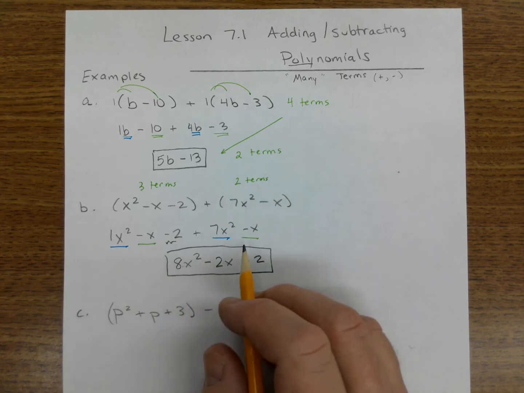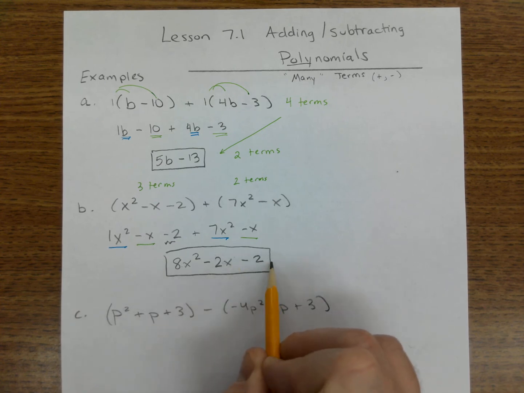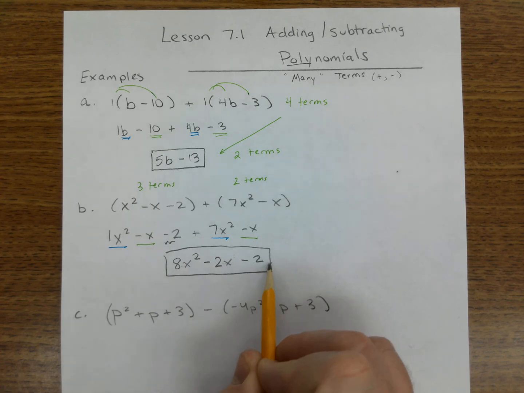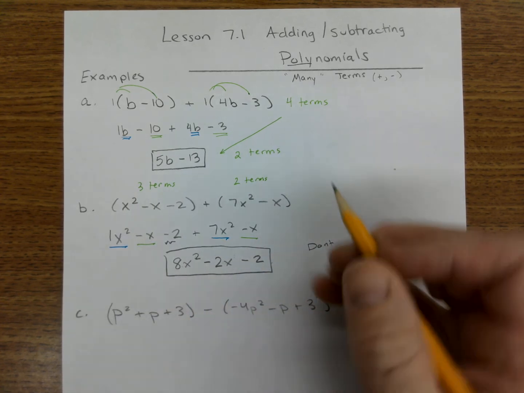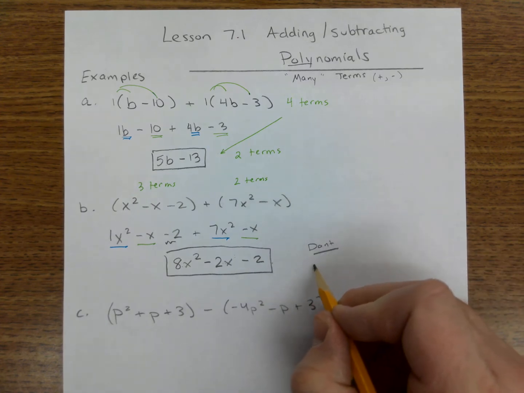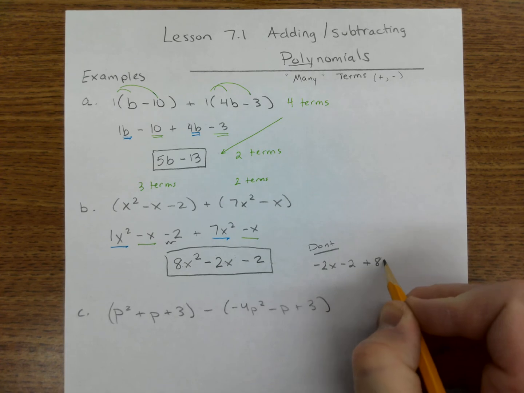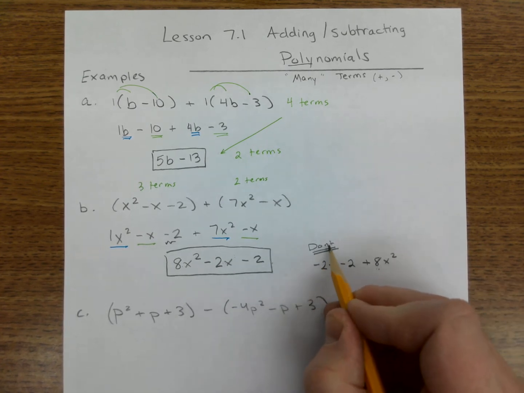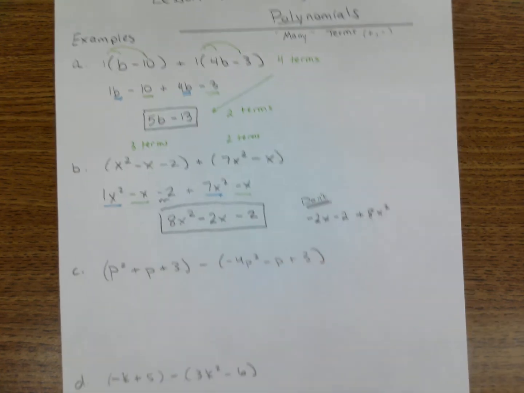And make sure we put it in this order, from the highest degree exponent: there's a 2, there's a 1, there's nothing. 2, 1, nothing, in that order. Don't mix it up. You don't want to put your negative 2x's first and then your numbers and put your 8 at the back. Don't do it this way here. You have to put your x squareds in the front.